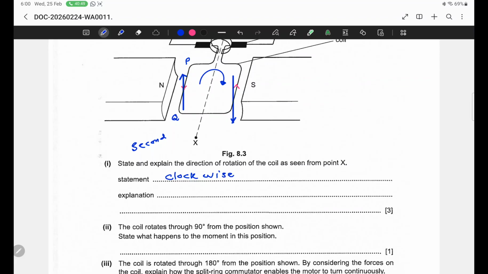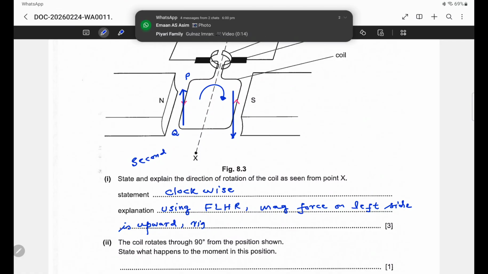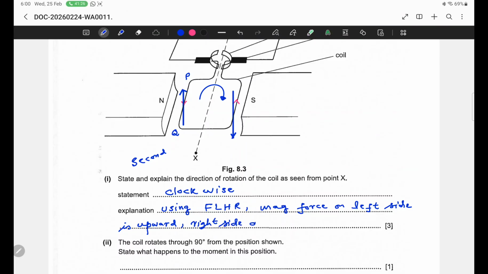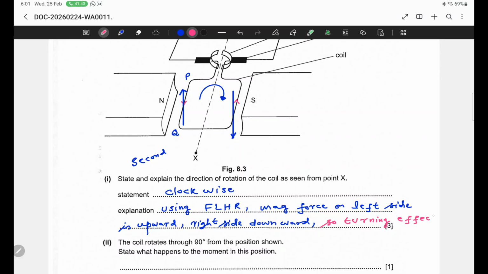So the statement is clockwise rotation. And now they are asking for an explanation. So the explanation is: using Fleming's left hand rule, the magnetic force on the left side is upward, on the right side downward. So turning effect is produced.